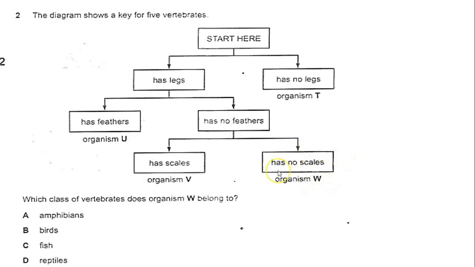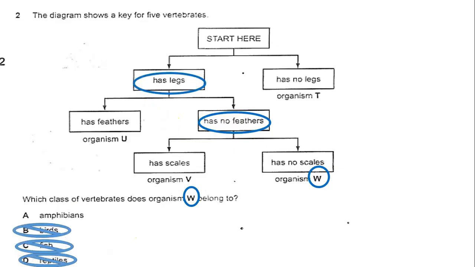It has no scales, so this excludes what? Excludes, of course, fish and reptiles because they have scales. And then we go back to the upper question. It says has no feathers, so this excludes, of course, birds. Now we're left with has legs, and this gives us only amphibians. So this is how we solve this question.